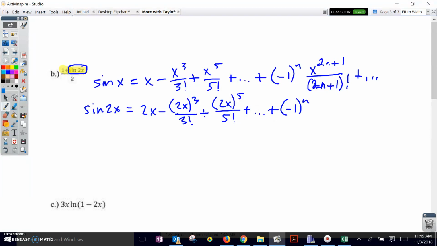And that's going to be then 2x to the 2n plus 1 over 2n plus 1 factorial. And there's a series for sine of 2x. Then we're going to do the yellow highlighted series, which really is quite simple. All we're going to do is take the series for sine of 2x and add 1 on the front end.